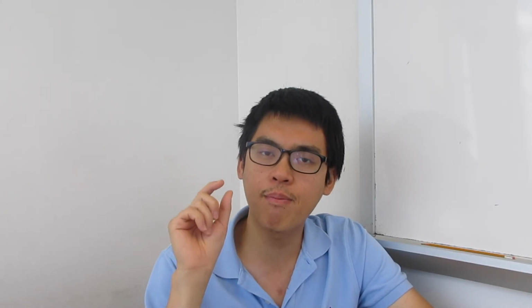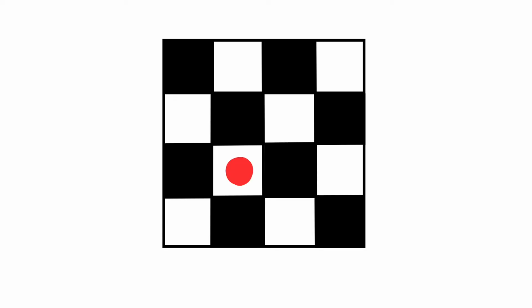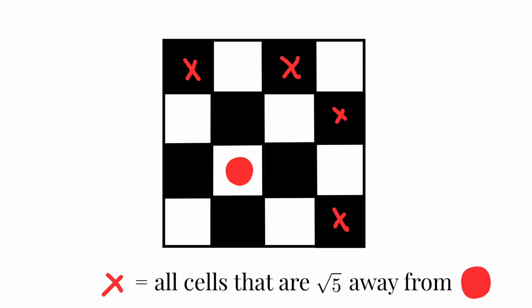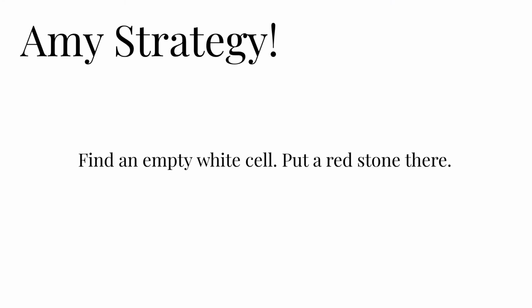Let's think of it this way. Let's say that Amy puts her first red stone on a white cell. Then she cannot put her future stones on any of the cells that are square root 5 away from her first stone. But take a look at all those cells. All those cells are black. With that in mind, Amy's strategy is simple. She's going to be like, okay, I'm just going to focus on white cells only.